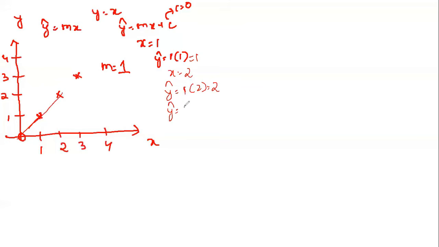Similarly, y hat, when my slope is 1 and my x value is 3, then again my y hat will actually be 3, so it will pass through this particular point. Now this is what my best fit line is, for this particular value when my slope is 1, when my m value is 1. Very important. Now, after I get this particular equation, I will basically find my cost function.